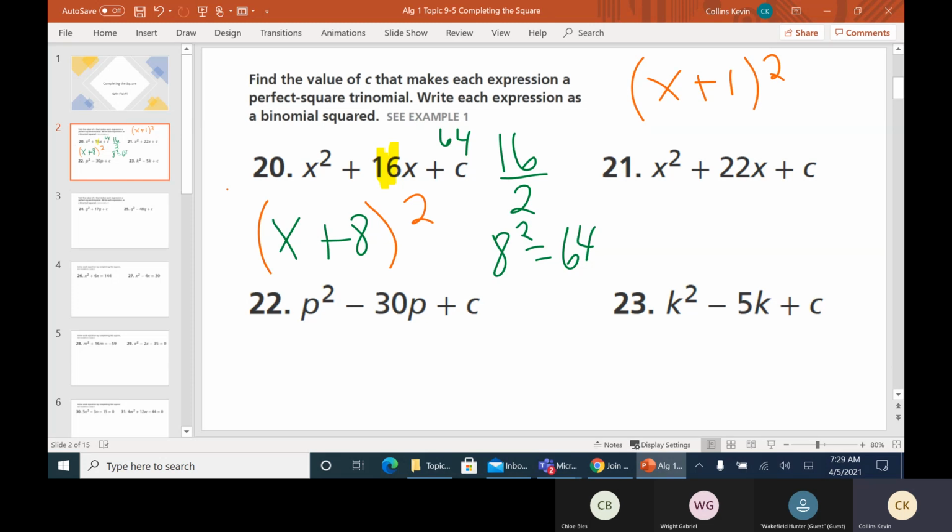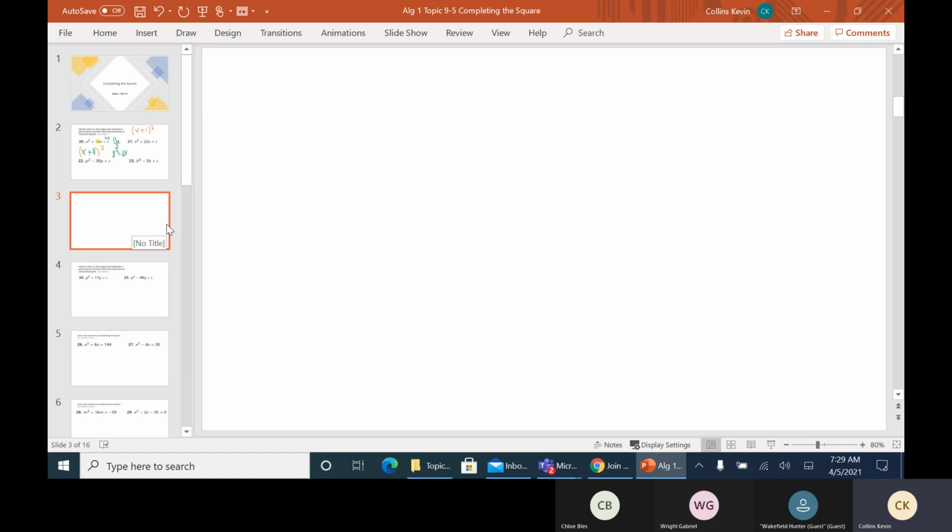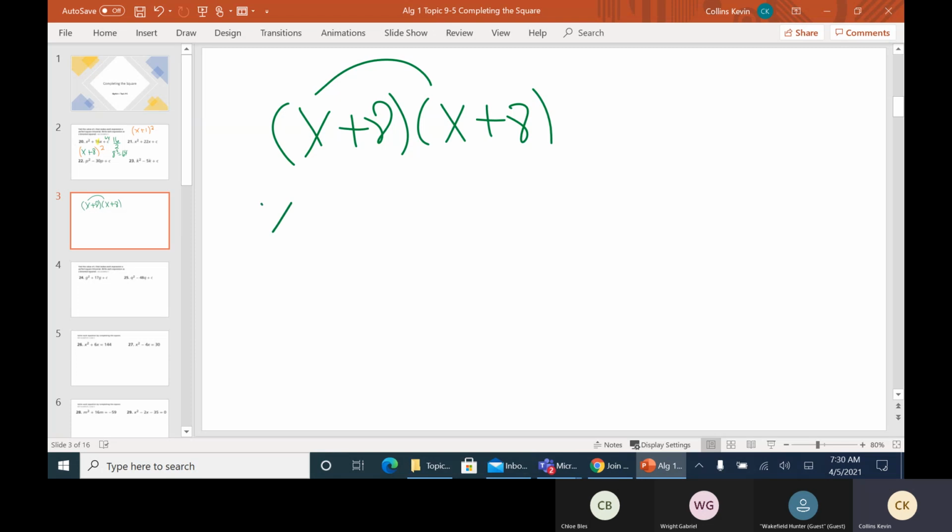Okay, and if you want, we can check that real quick. Let me bring up another screen just so we know. All right, so let's look at that. So if we do (x plus 8) squared, we'll do x plus 8 and then times x plus 8. All right. Okay, standard FOIL stuff, right? x times x, x squared. x times 8 is plus 8x.